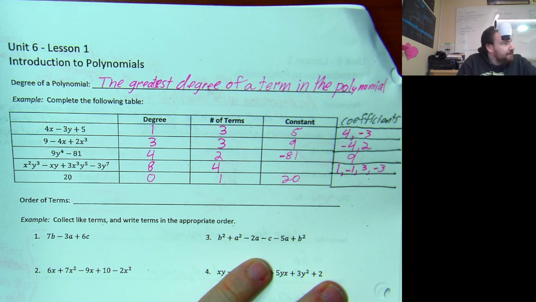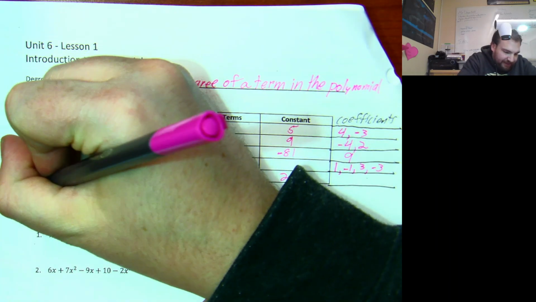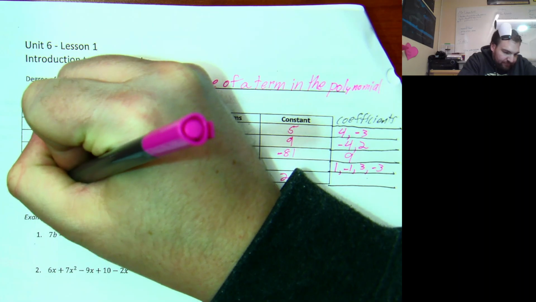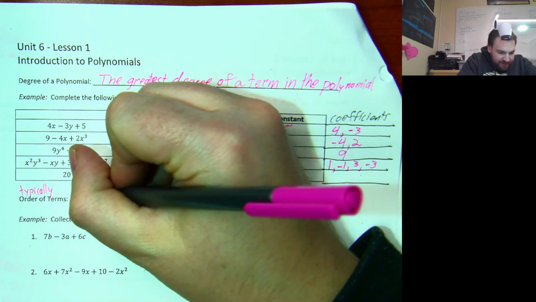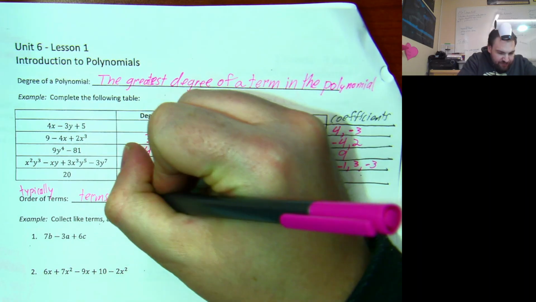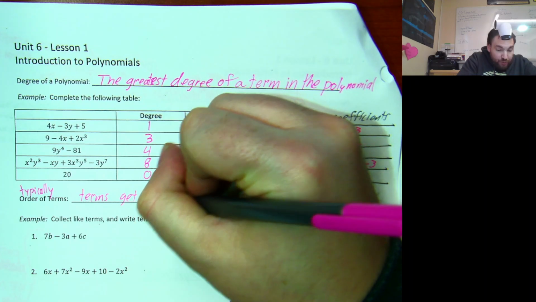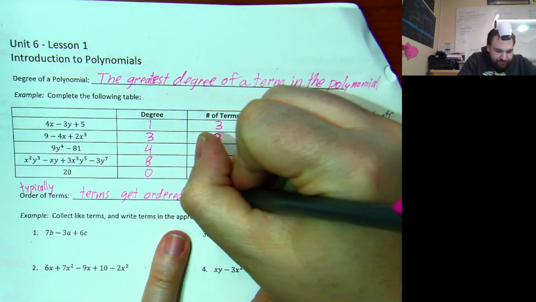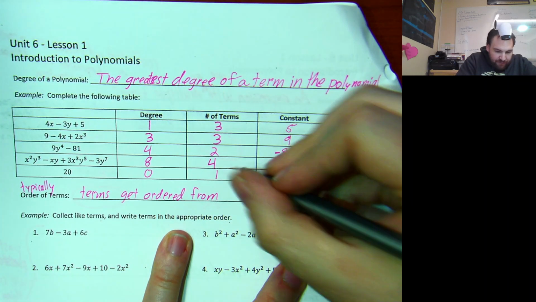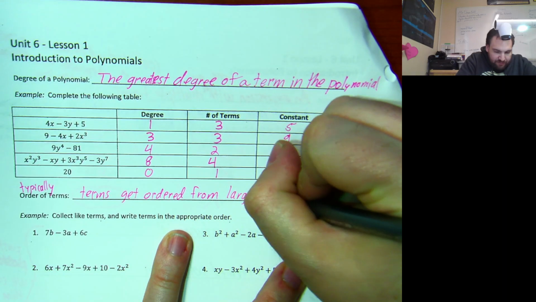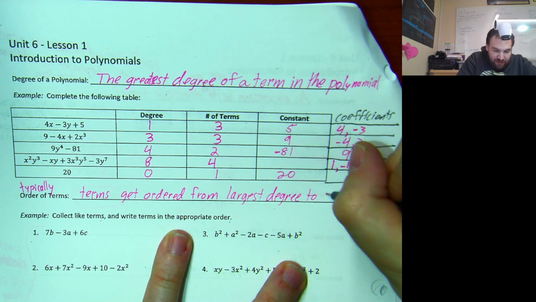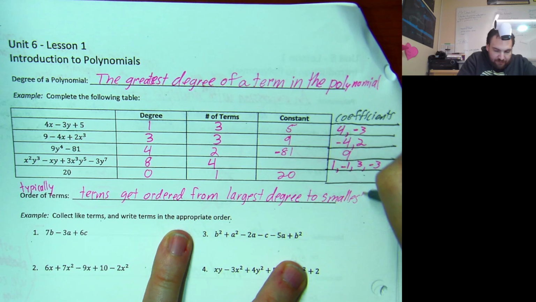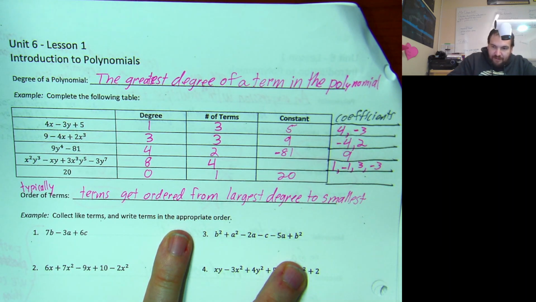Now that we've talked about degree and we've got a working understanding of this, typically in a polynomial, we order the terms a particular way. The terms get ordered, usually, from largest degree to smallest.